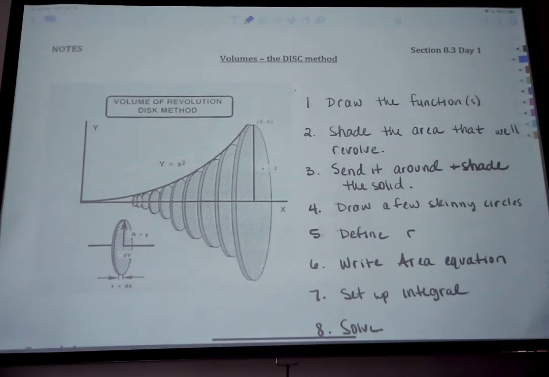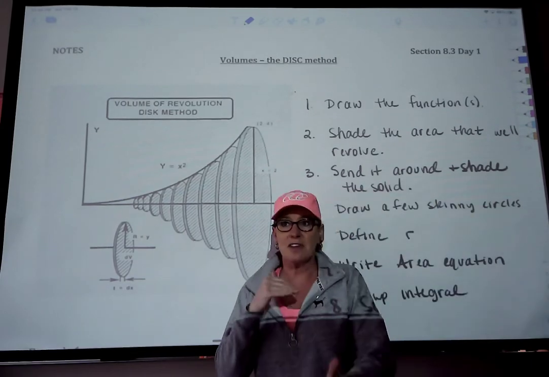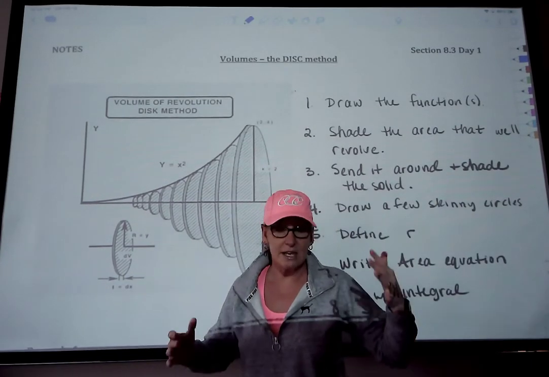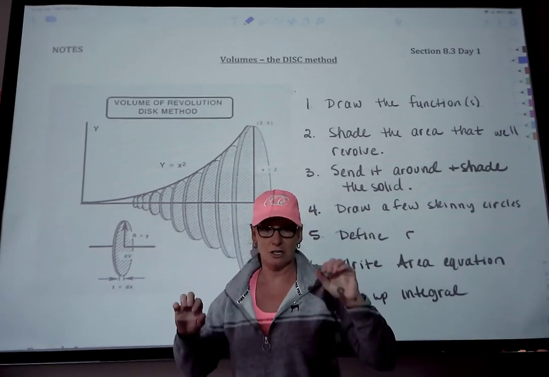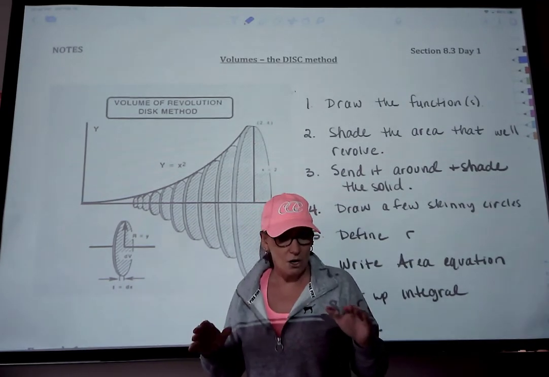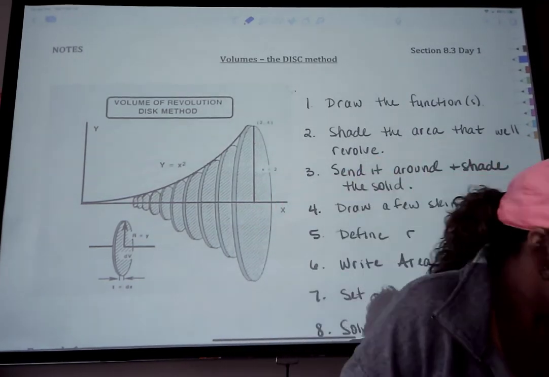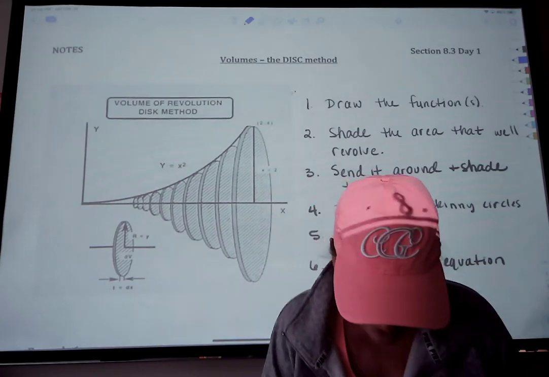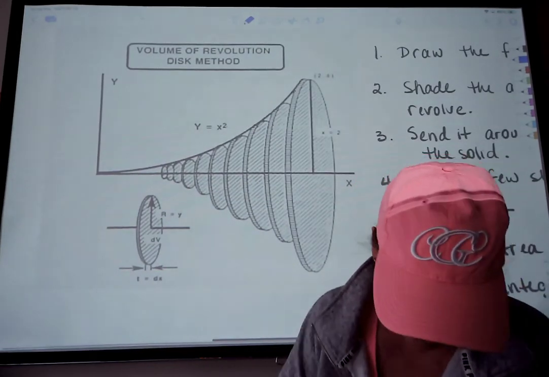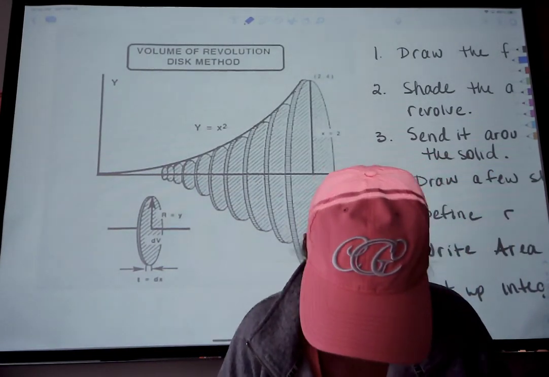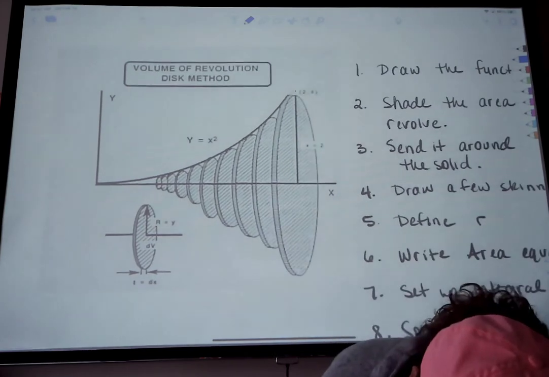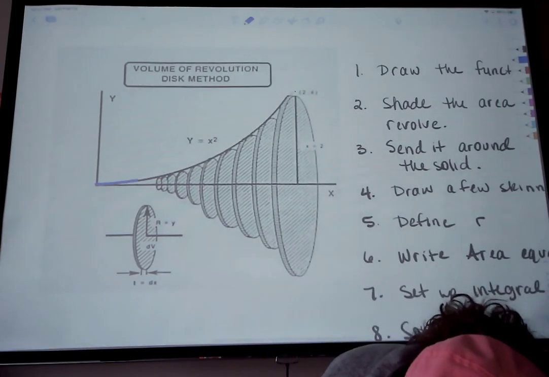And of course, the function that we're going to be looking at to start off with isn't the most simple function. We're not looking at a horizontal line. We're looking at, still kind of simple, y equals x squared. So let's check out y equals x squared.